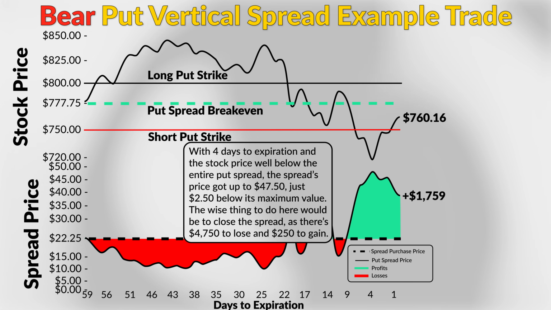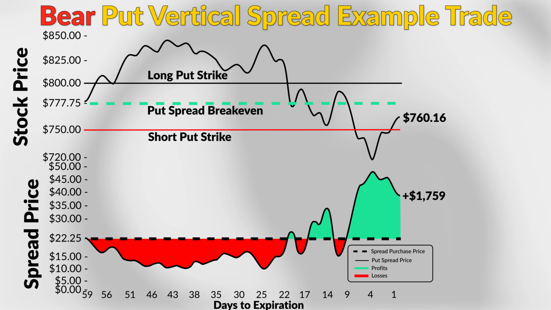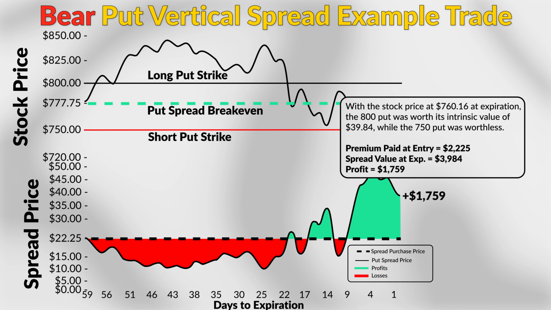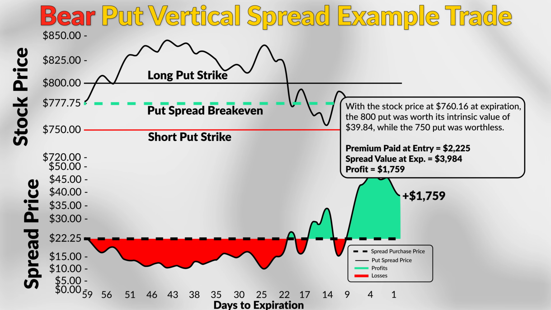In this example, that would be done by selling the 800 put and buying back the short 750 put. If the trader held this position all the way to expiration, the P&L would have been $1,760. But where does that profit come from? With the stock price at $760.16 at expiration, the 800 put had intrinsic value equal to $39.84, and the 750 put had no intrinsic value.